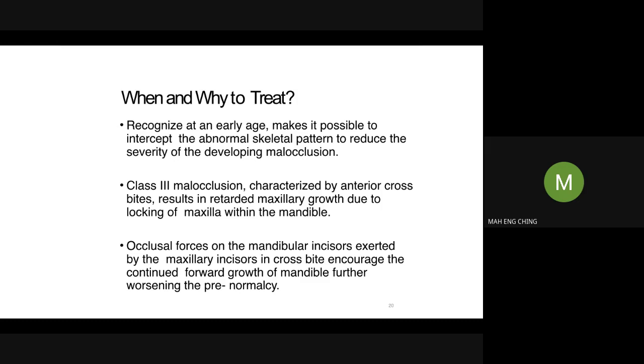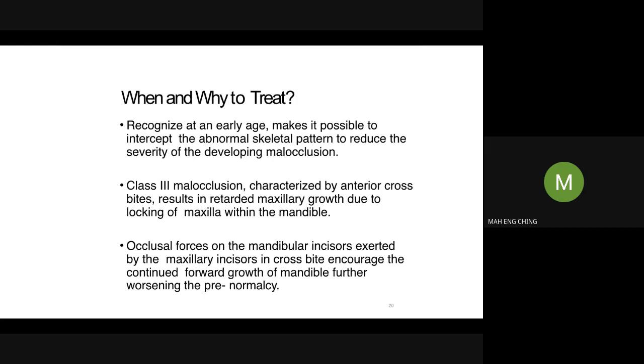For the class 3 malocclusion, it's characterized by the anterior crossbite, resulting in retarded maxillary growth due to the locking of the maxilla meeting the mandible. Let's say if the crossbite is due to the premature contact, then the mandible slides forward. That's why they lock the lower jaw forward. This kind of patient you should try to treat early. You have to get rid of this premature contact and try to bring the lower incisor backward, correct the crossbite, and hopefully the jaw will grow into a better position.